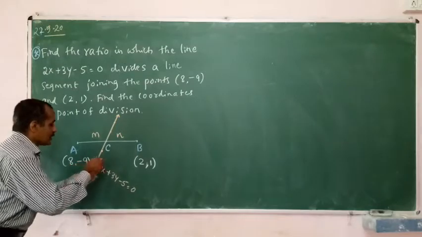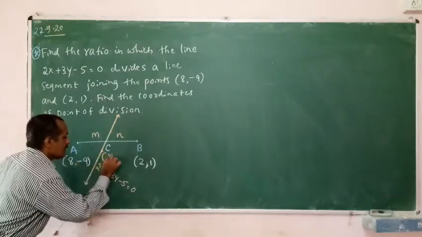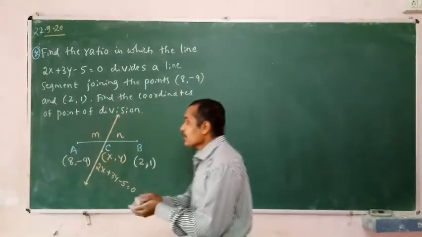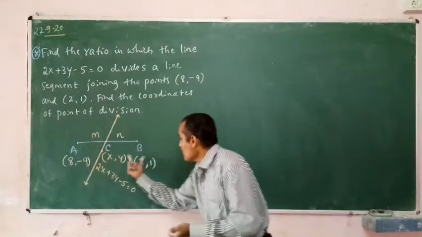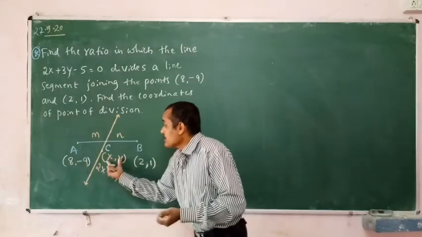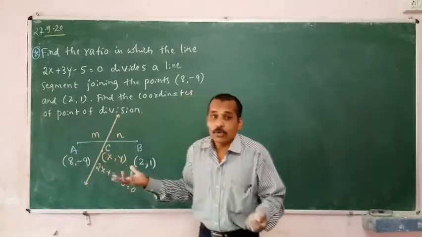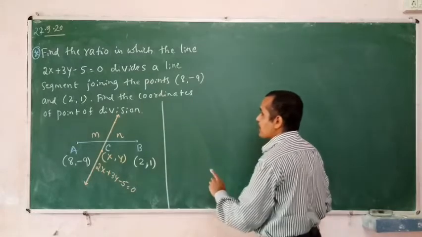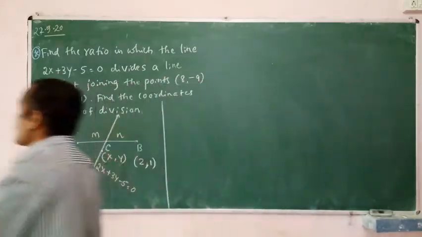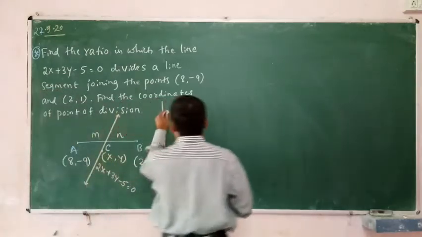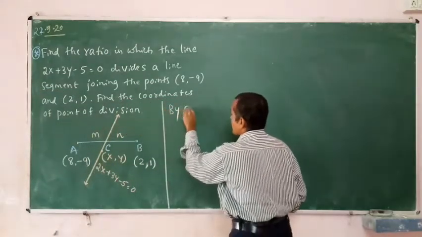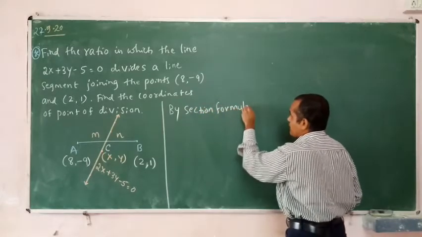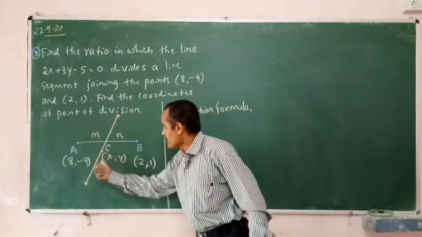I will call that coordinates x, y. That's all. Now you know x1, y1. You know x2, y2. But you don't know this. I don't know what to do. We'll wait. And I will start the bisection formula.